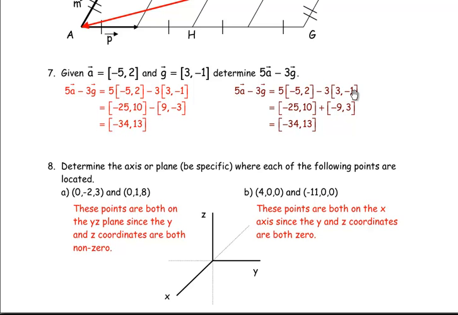9, and negative 3 times negative 1 would be positive 3. If you multiply the negative 3 in, then this would now be a plus between the 2 vectors. And so when we add them, of course, you get exactly the same thing. So 2 different ways to do that.